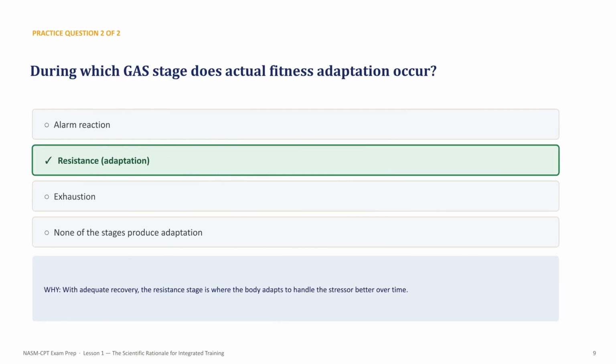One more question. During which GAS stage does actual fitness adaptation occur? Pause and think back to what we just covered. The correct answer is resistance, also known as the adaptation stage. Here's why. With adequate recovery, the resistance stage is where the body adapts to handle the stressor better over time.